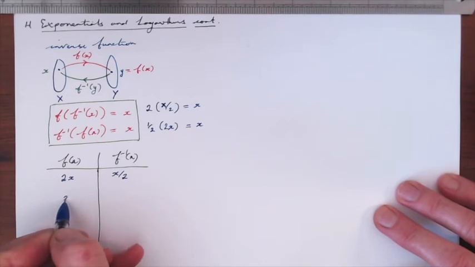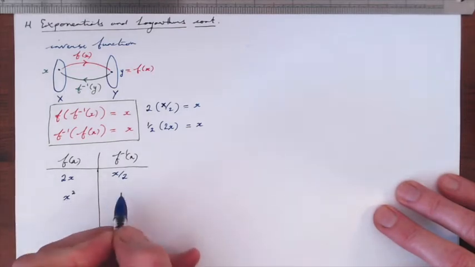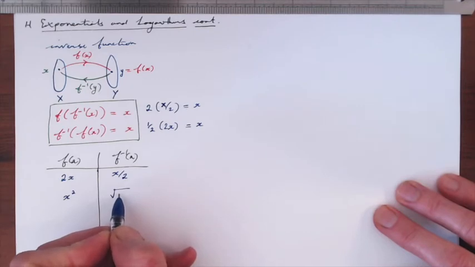Another example would be the square function. If I take the number 7 again and square that to 49, then the question would be, how do I undo that? How do I get from 49 to 7? The inverse of the squaring function is the square root function.